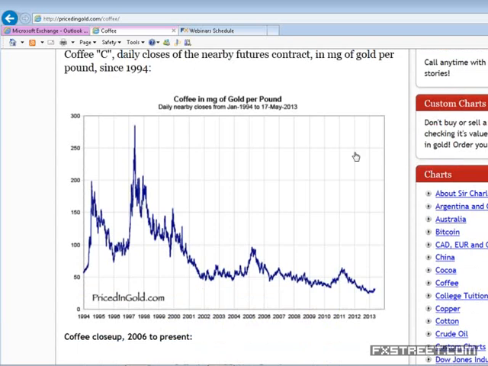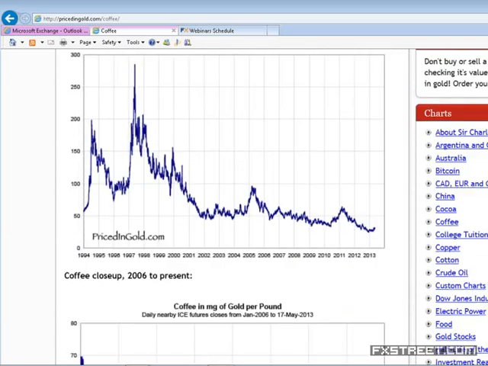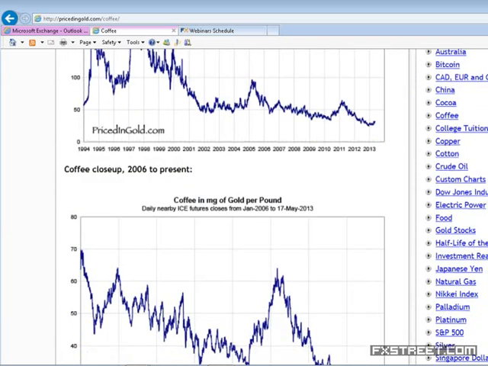You can see coffee peaked out in a great bull market at over 300 micrograms of gold back in 1997, and since 1997, we have been in a significant bear market in coffee, because today it's priced at about 35 micrograms of gold. A little over 30, perhaps 32.